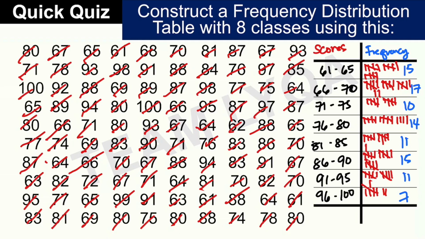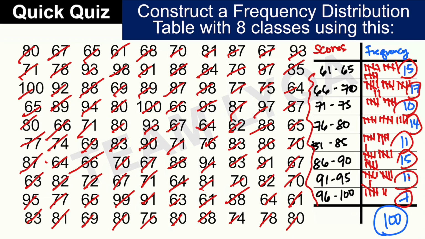So, yun yung pinaka-tedious na part ng statistics. Kasi pag nagkamali ka ng isang beses, mali na lahat. So, you really have to be careful. Okay? Yan. So, 100 naman yung total niyan. We're good. Okay? So, sana nakuha nyo rin ito ng tama. So, again, we have 15, 17, 10, 14, 11, 15, 11, and then 7. Tapos ito yung ating mga range ng scores.